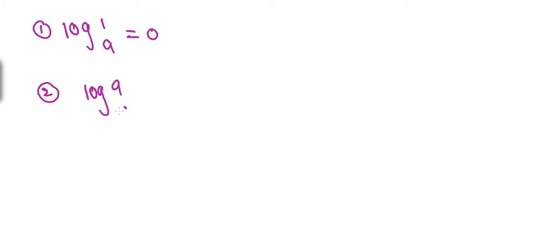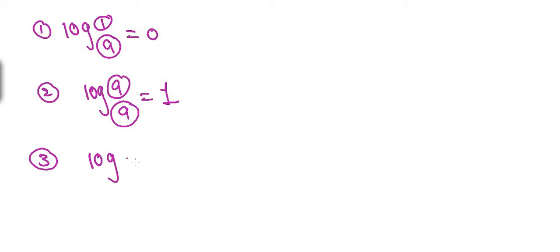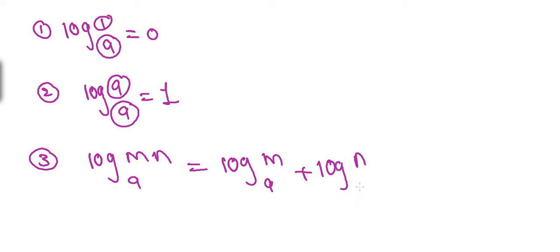Now few of them are: number 1, log of 1 to any base is always equal to 0. Number 2, log of a to the base a is always equal to 1. Now where a is any number, like we said in rule number 1, log of 1 to any base is always equal to 0. Log of a number to the same base is always equal to 1. Number 3, log of mn to the base a can be written as log m to the base a plus log n to the base a.